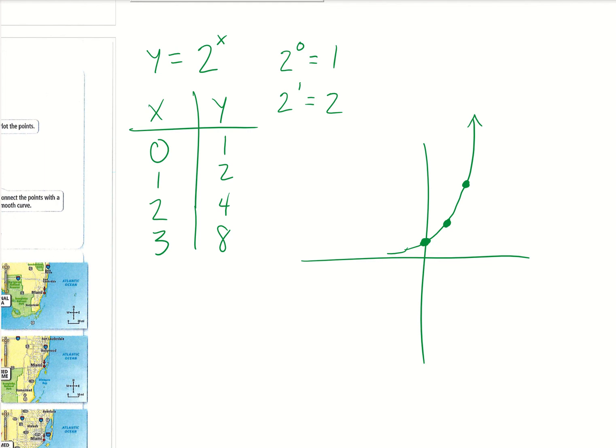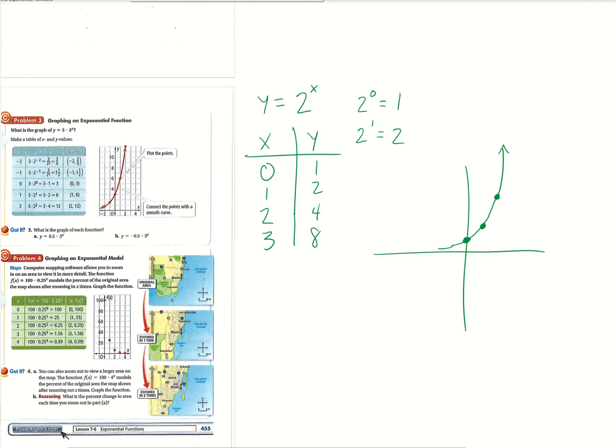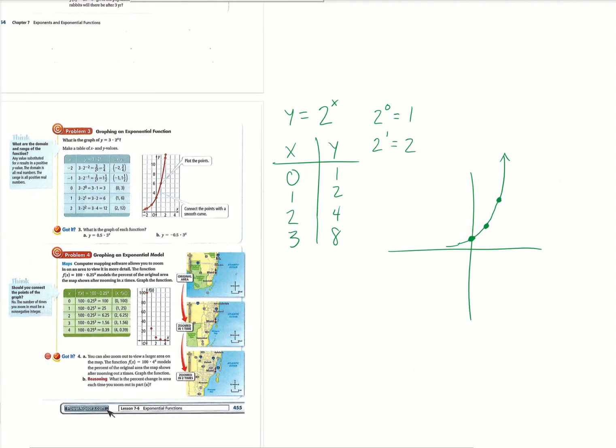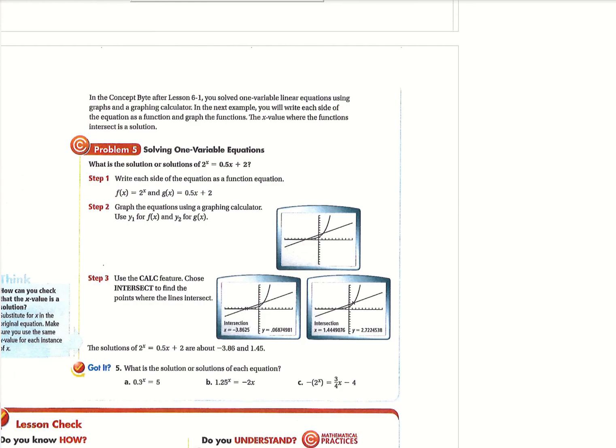I know I didn't go into a whole lot of detail on this graph, but really it's just plotting points, right? There's nothing new here, okay? Because of that, again, I'm not really going to have you worry about doing Got It Problem 3. I just want to make sure you have that chance to see what it should look like. It should be a curved graph. Other than that, all you're doing is plotting the points. Nothing new.